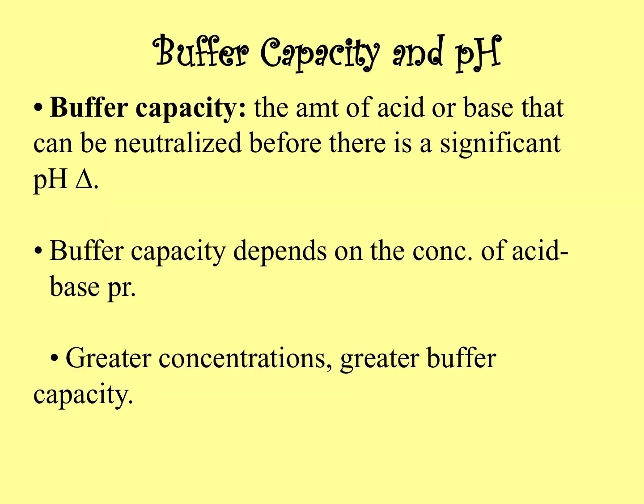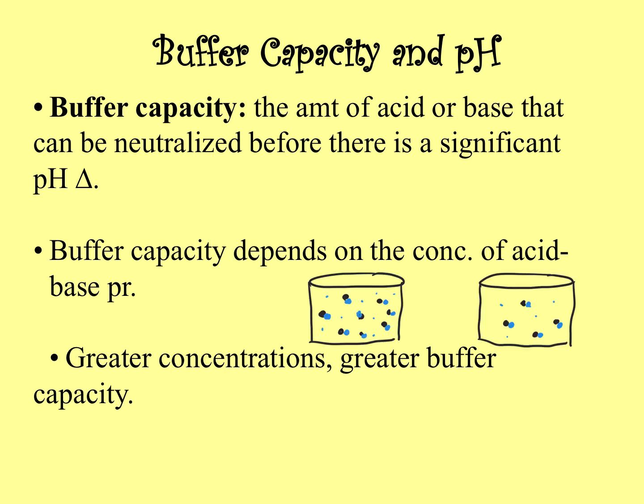Okay, let's talk about buffer capacity. Buffer capacity is the amount of acid or base that can be neutralized before there's a significant change in the pH. If you look at these two buffers, this one has 8 of the HA, and this one has 8 of the A negative. So that's the buffer, assuming that HA is weak. This one is 4 of the HA and 4 of the A negative. They both have the same pH because the ratio between these is 1 to 1.